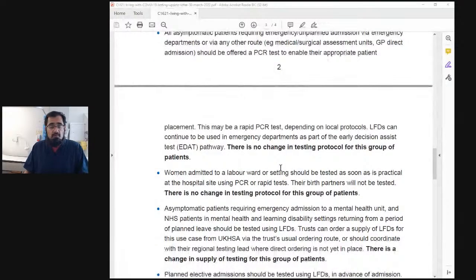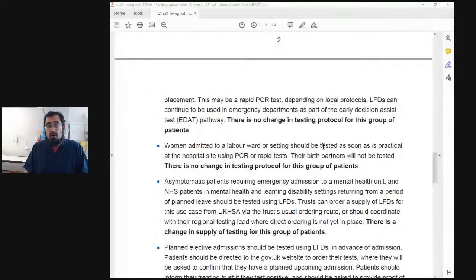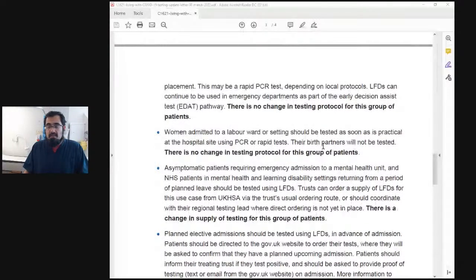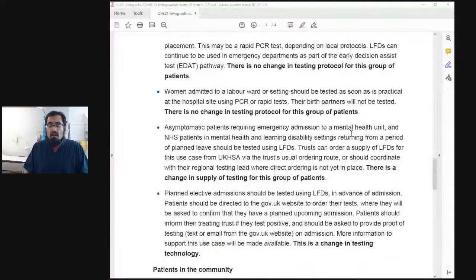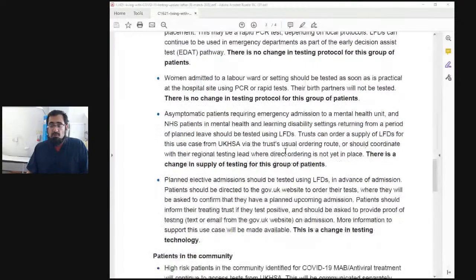Women admitted to labour ward settings should be tested as soon as arrival with a PCR test, but the birth partners do not need to be tested, so there's no change in that policy. Asymptomatic patients requiring an urgent emergency admission to mental health units should still continue to have their testing done as LFDs, and they can order the LFD testing through the trust. So there's no change in the type of testing for that, but in terms of how they access that, that's now going to be through the UK HSA portal instead. So important to be aware of that.